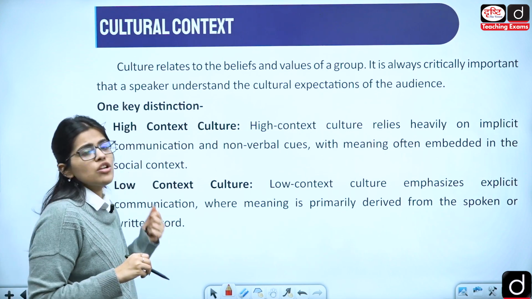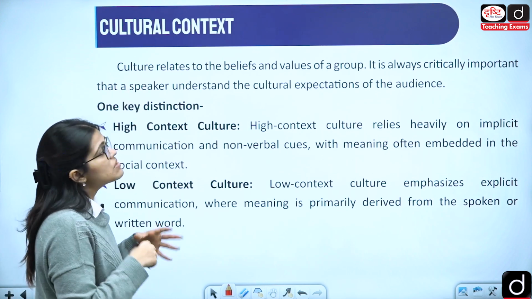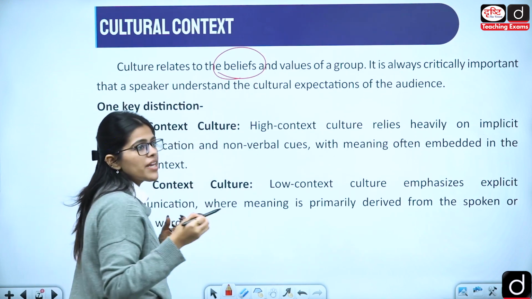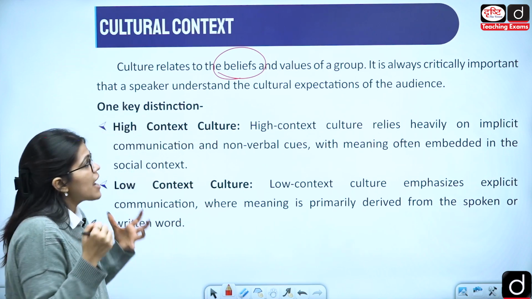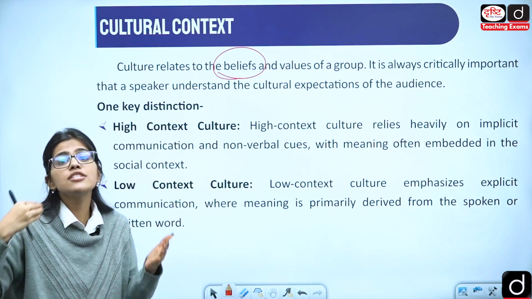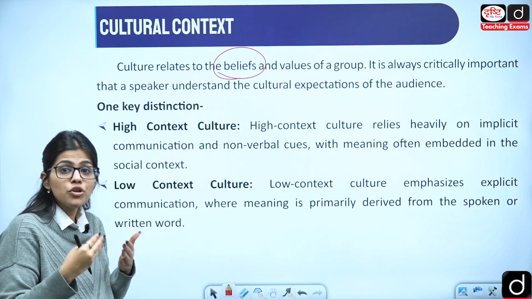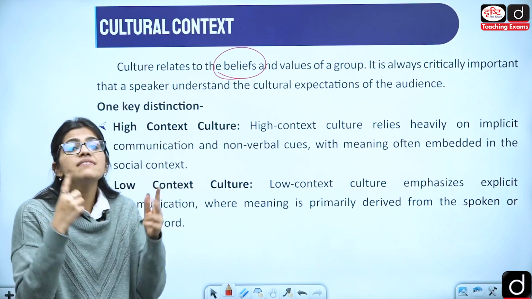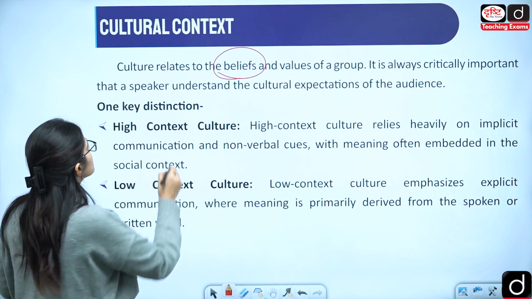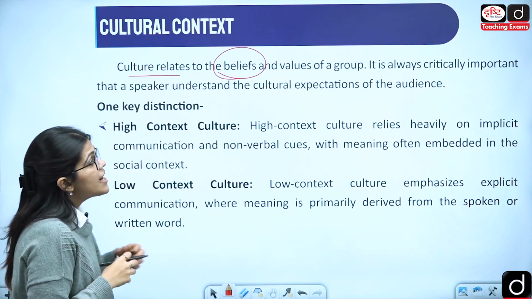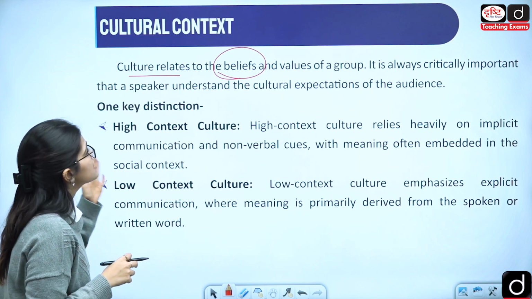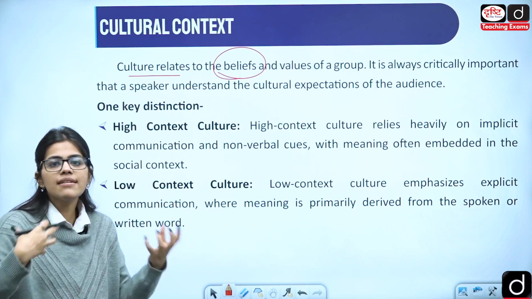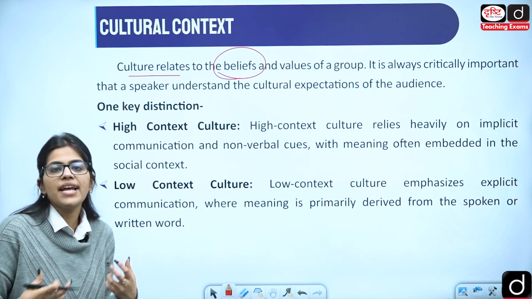Then comes the cultural context. Culture relates to the beliefs and the values of a group of people. At what time you are talking, that is the temporal context. If you're talking about the past, it becomes the historical context, and if you are talking about your psyche or your mood, it becomes the psychological context. And if you talk about beliefs and values of a group of people, it becomes the cultural context. It is always critically important that a speaker understands the cultural expectations of the audience as well. So sender and receiver should understand the cultural context as well.